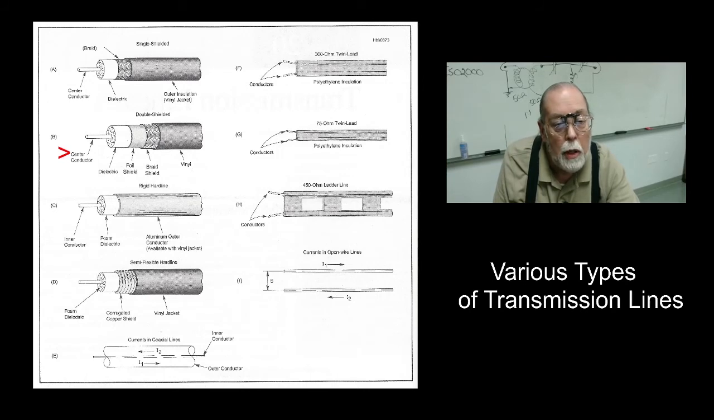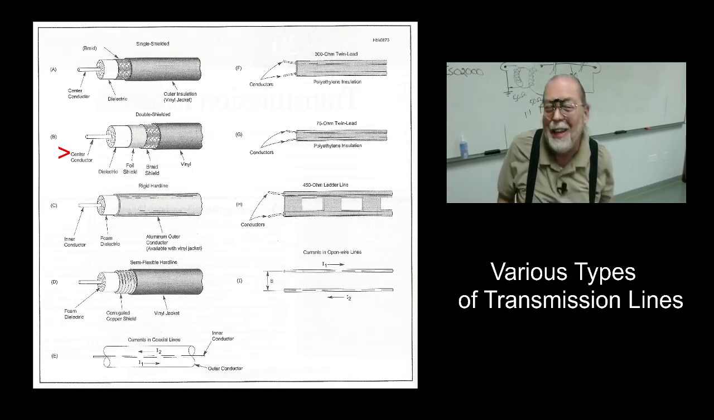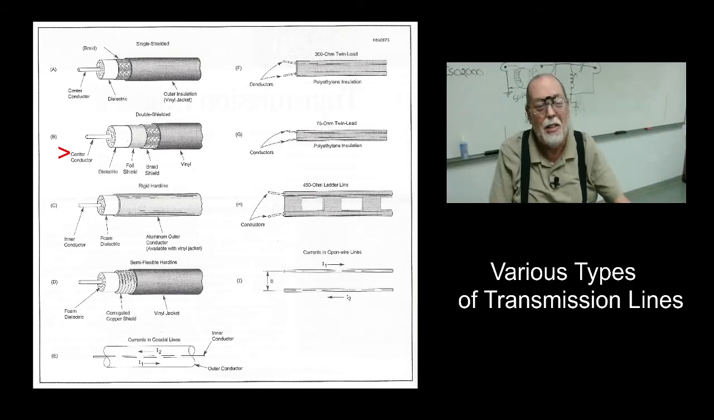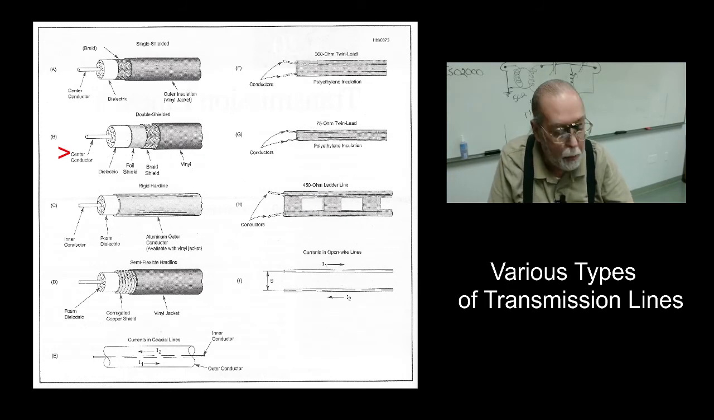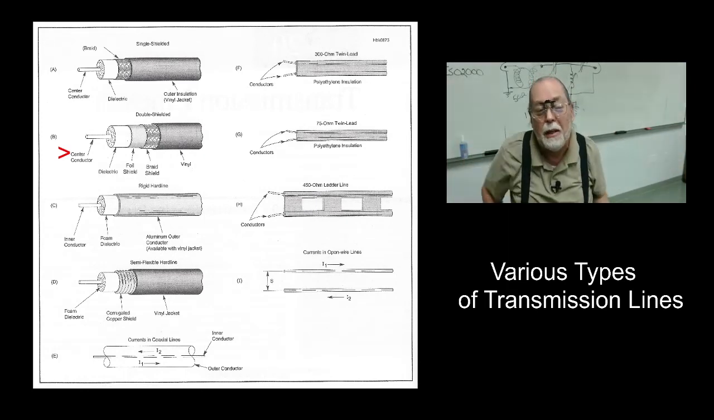You can see this one here. Here's rigid hardline. Well, rigid means you can't bend it, okay? I mean, it says aluminum pipe. Aluminum outer conductor means this stuff can't be bent. That's the price you pay.